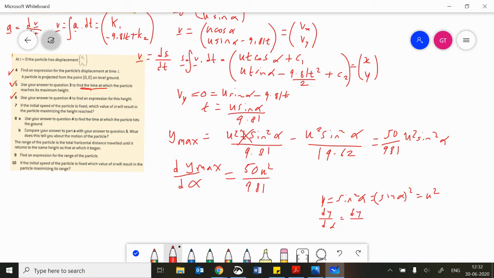dy du, which is going to be 2u times by du d alpha. Du d alpha is going to be the derivative of our u, which is sine of alpha, which is cos of alpha. So we're going to get 2u cos of alpha. Remember, what's u? U is sine of alpha. So we're going to get there 2 sine alpha cos alpha.